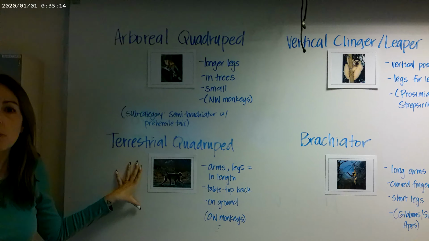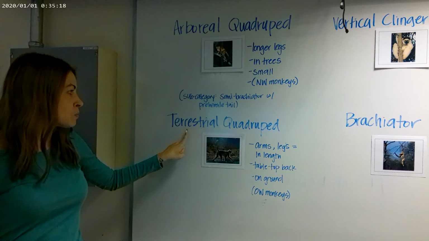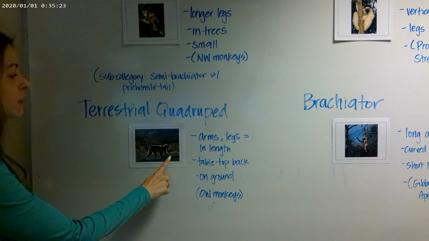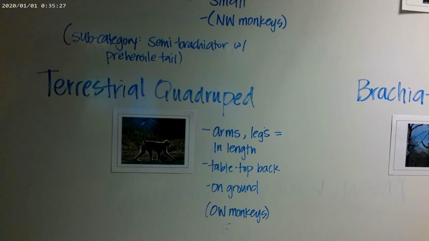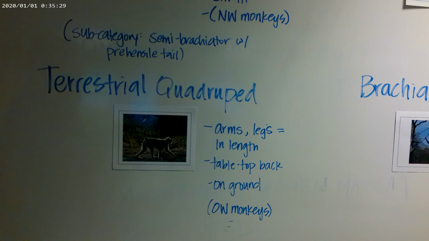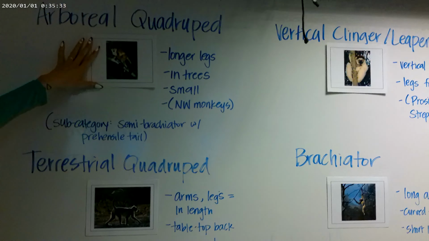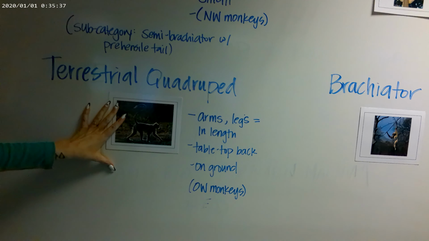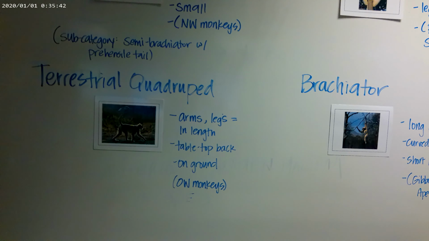Now secondly, if you are a quadruped, so you walk on all 4s, but you're on the ground, you are a terrestrial quadruped. Here your arms and legs are equal in length, and you have kind of this flat tabletop back. You can tell that they are arboreal up here because you'll see them in a tree. You can tell that they are terrestrial here because you can see them on the ground. A good example of these would be our cercopithecoid Old World monkeys.